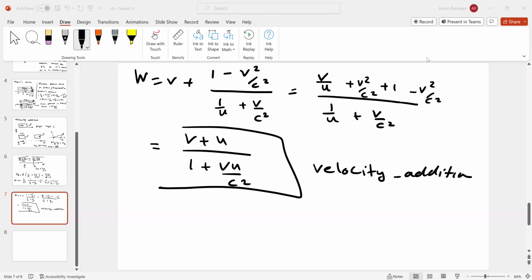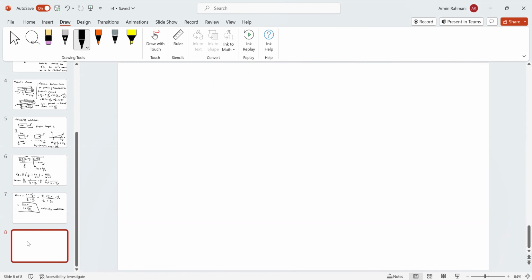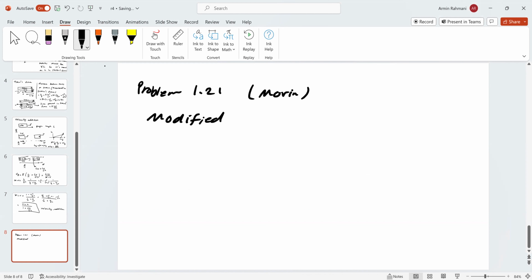All right, let's continue our discussion with an example. So this is based on problem 121 in Maureen's book. So problem 121. And it's called modified twin paradox. It's essentially a version of the twin paradox that does not need acceleration.